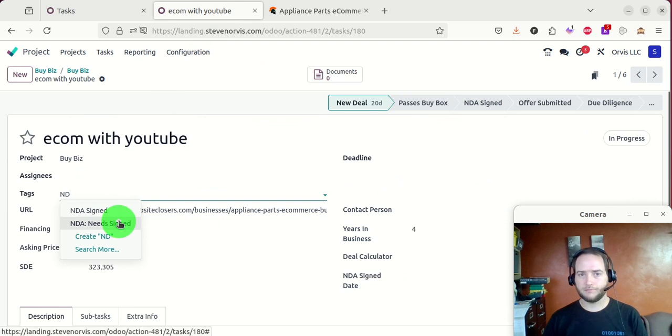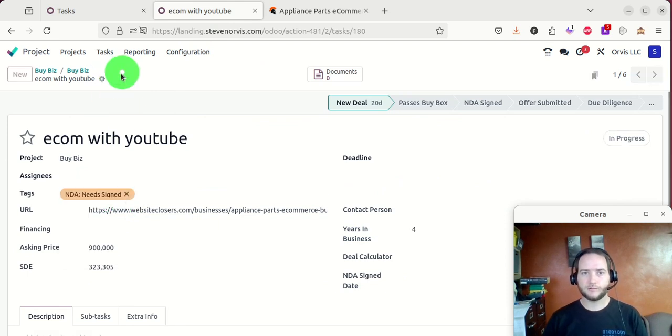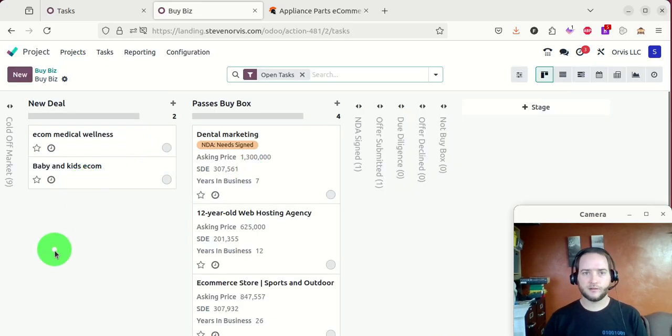Normally I would just sign it, but since I am doing this live, I'm not going to get into personal information, signing NDAs. Alright, we are at the 16 minute 30 seconds mark. That one took longer than I thought, but I was super interested in that one. So I've moved from new deal into passes deal box, and I moved some into not deal box. So let's look at our stats.